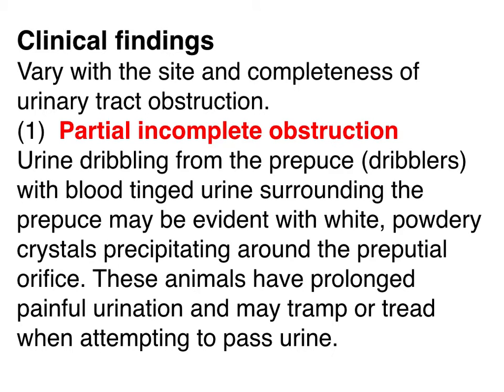The clinical findings vary with the size and completeness of urinary tract obstruction. In partial incomplete obstruction, there is urinary dribbling from the prepuce with blood-tinged urine. The hair surrounding the prepuce may show white powdery crystals precipitating around the preputial orifice. These animals have prolonged painful urination and may tramp or tread when attempting to pass urine.